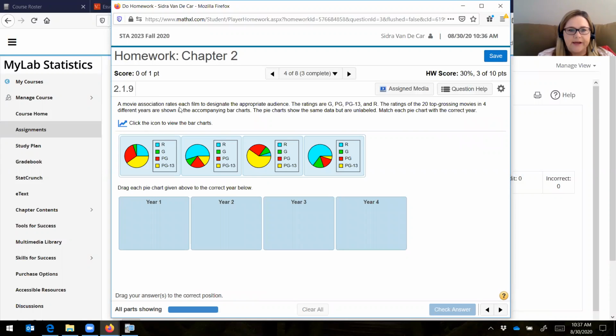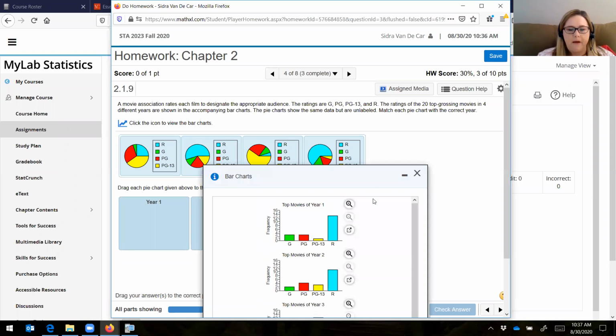A movie association rates each film to designate the appropriate audience. The ratings are G, PG, PG-13, and R. The ratings of the 20 top grossing movies in 4 different years are shown in the accompanying bar charts. The pie charts show the same data but are unlabeled. Match each pie chart with the correct year. Okay, so I got to click here to see the bar chart. All right, so here's my bar chart.